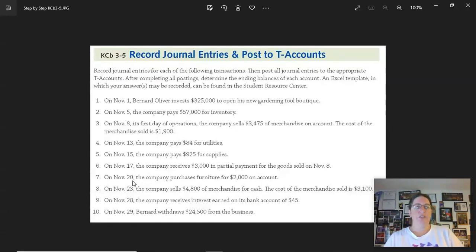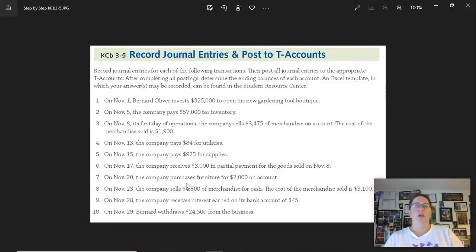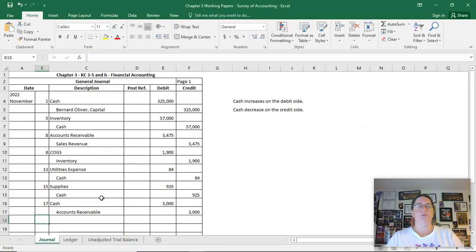Our next one on the 20th, the company purchases furniture for $2,000 on account. However, this time we're purchasing something on account. We're not selling on account like we did on the third one. We're purchasing on account. So instead of using accounts receivable, we're going to use accounts payable because we now owe people money. Okay? People aren't owing us money, we're owing them money. So accounts payable, and we're receiving some furniture.